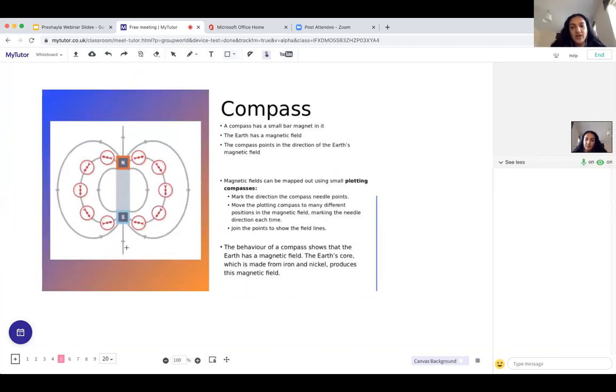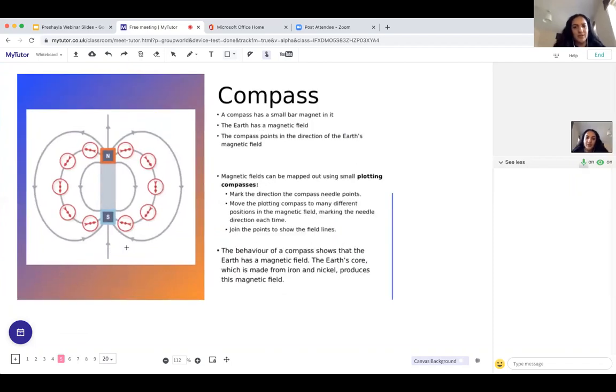Okay, so there's a little mini practical that schools do. Sometimes classes do this in the classroom to prove the existence of the Earth's magnetic field. It's not a required practical, but it is a practical that you're expected to know, and questions do come up about it very often.